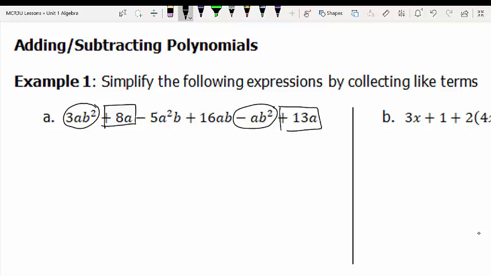Okay, now let's go ahead and combine the like terms. So 3ab squared minus ab squared is 2ab squared. Okay, so you notice you just kind of subtract the coefficients. So it's 3 minus 1 is 2, and then you write down your variable, which is ab squared. So you don't really do anything with the variables once they are grouped. Okay, now let's combine our other set of like terms. So the 8a plus 13a, which is 21a. Okay, and now let's just write down our last two terms because there's nothing we can combine them with.